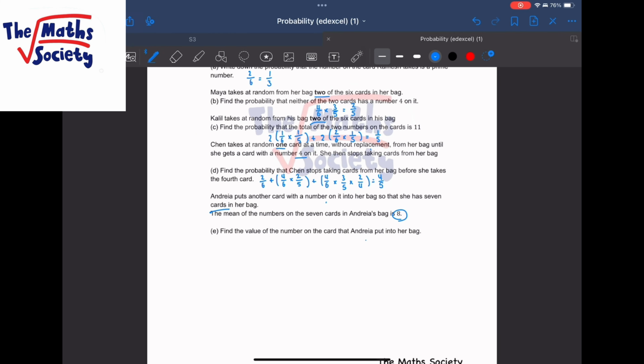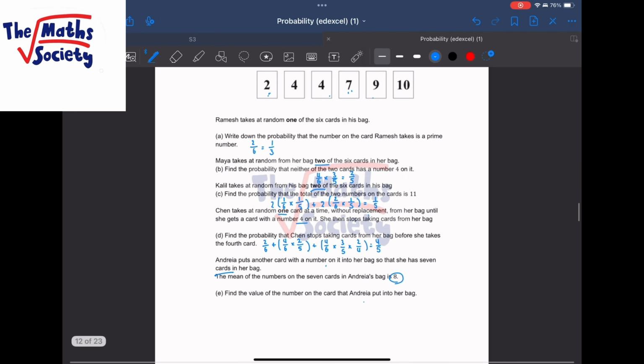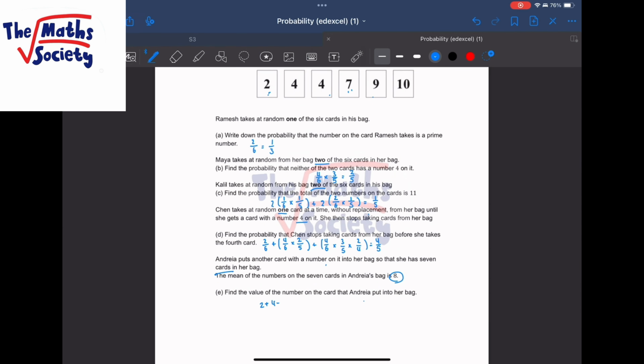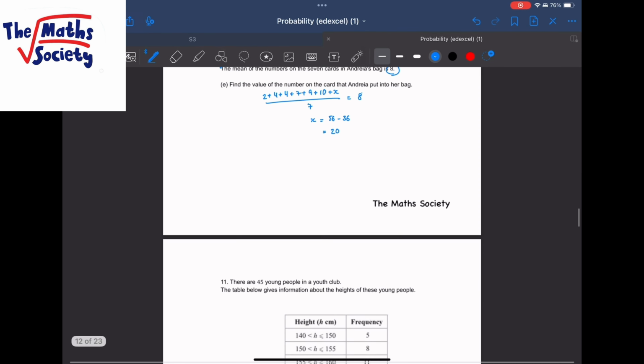Find the value of the card that Andrea put into the bag. So that's 2 plus 4 plus 4 plus 7 plus 9 plus 10, plus the unknown number x, so that's 7 cards in total, equals the mean, which is 8. So then we can find x is equal to 56 minus 36, which gives an answer of 20, so x is equal to 20.